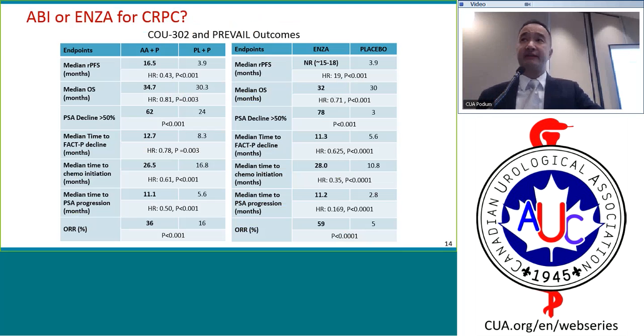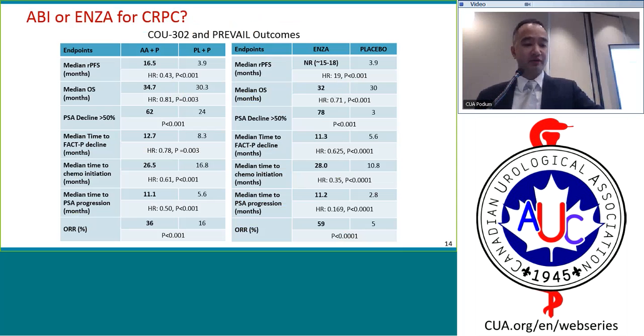When we look at the efficacy data, surprisingly very similar. The COU-AA-302 and the PREVAIL study looking at these agents in chemotherapy-naive patients. If you look across at the main primary endpoints, radiographic progression-free survival and overall survival, they're very similar. PSA decline maybe a little bit higher for enzalutamide. Median time to quality of life decline, very similar.